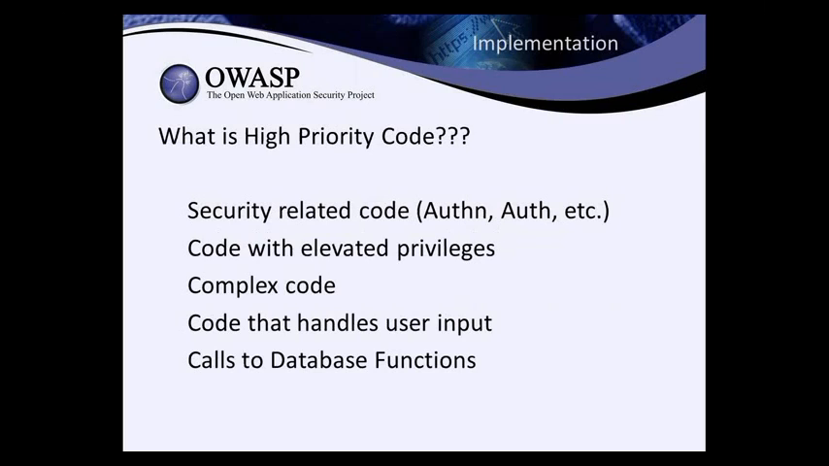Any security-related functionality, your authentication, your authorization, anytime you're dealing with code with elevated privileges, when you bump up privilege because you're changing a password or something like that, that's the code I want to look at. I want to make sure that the developer set the permissions back down, or they just leave it sitting up there nice and high.